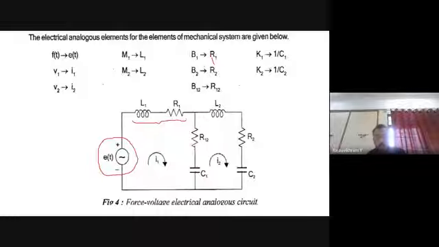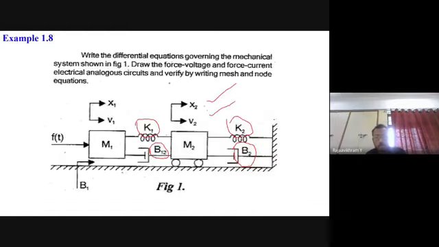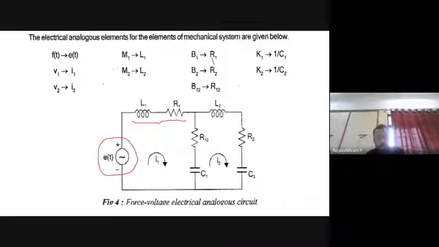And next one, how are we getting R12 and C1? R12, that is B12, is a common element between M1 and M2, and K1 is also a common element between M1 and M2. Therefore, K1 represents the capacitance, B12 represents the resistance. You have to connect the two elements common between M1 and M2. That is, these two elements should be common between two loops. So that's why you see R12 and C1 are connected as common between the first loop and the second loop. So I think these four elements are clear.